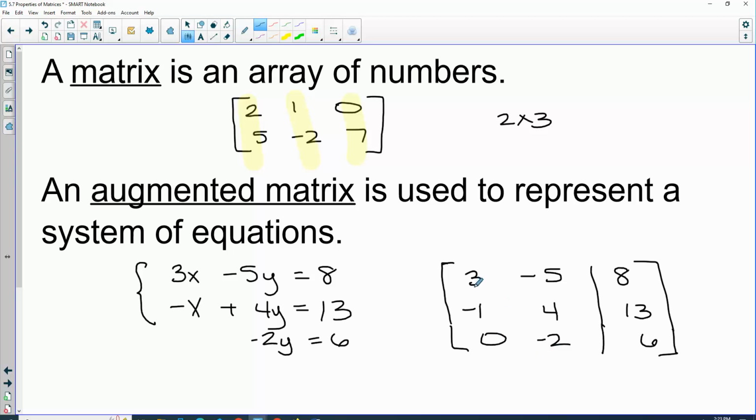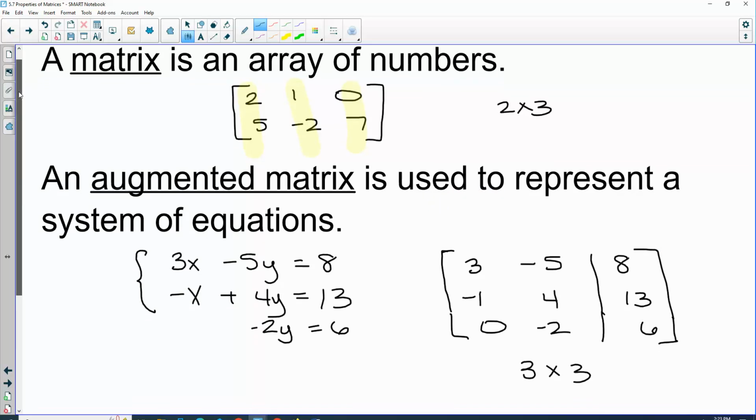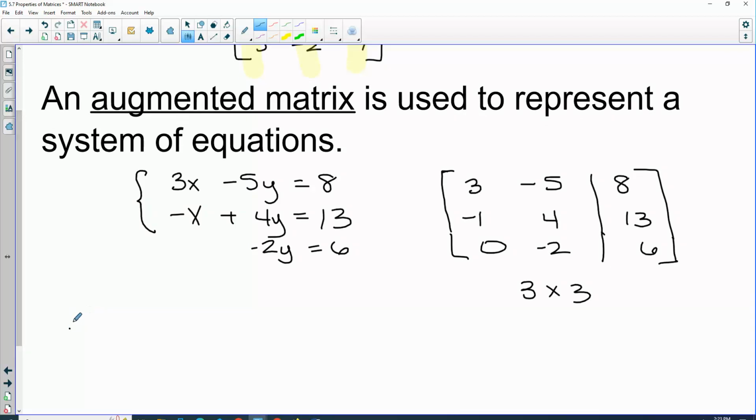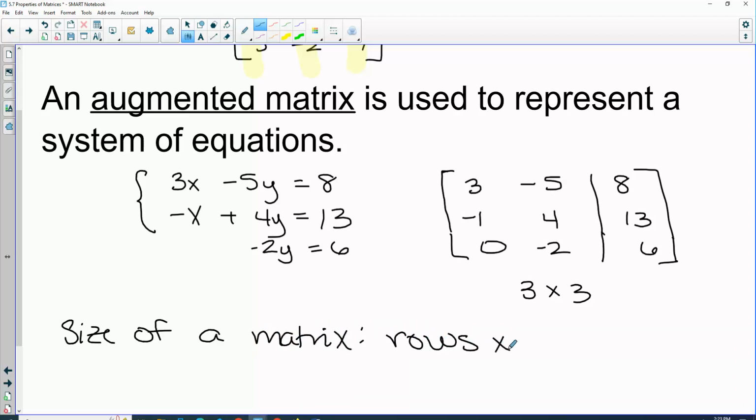This one, what would be the size of this matrix? 3 by 3. 3 rows, 3 columns. Rows are horizontal, columns are vertical. Put the size of the matrix. Rows by columns.